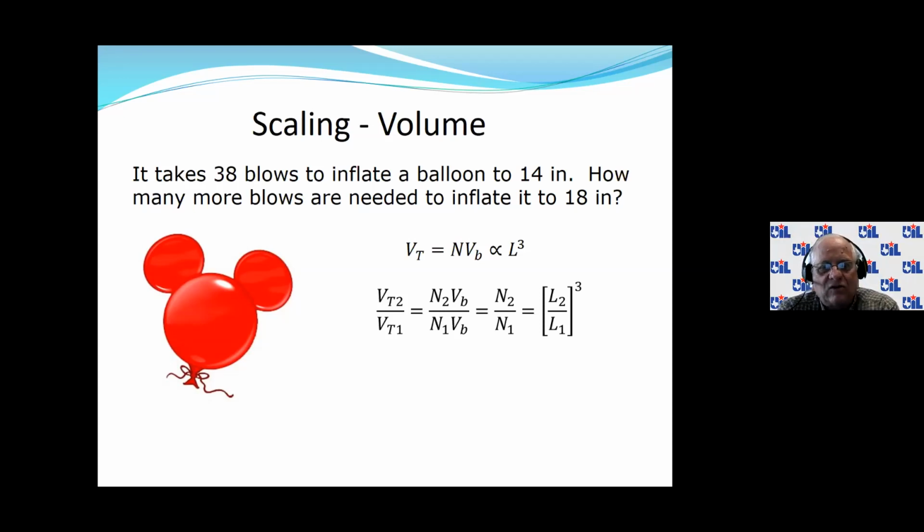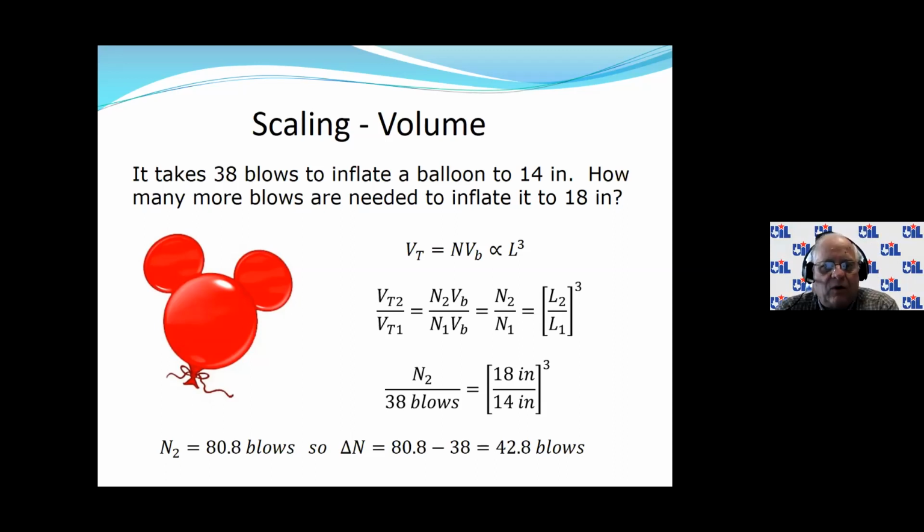So now what I can do is solve for the number of blows based on the information I have. The number of blows to inflate it to 18 inches is given by this equation. The number of blows to get to 18 inches is equal to 38 blows times 18 inches divided by 14 inches. Again, the 18 inches is associated with the larger balloon, and the 14 inches is associated with the smaller balloon, where I got 38 blows. And then I have a cube there. So I get the number of blows to inflate it to 18 inches is 80.8 blows.